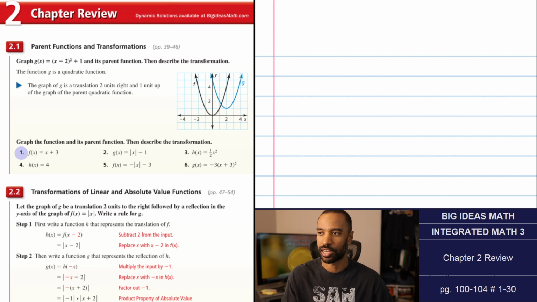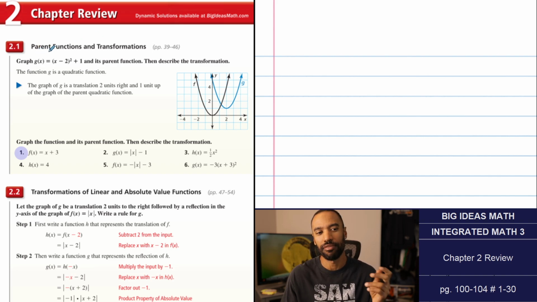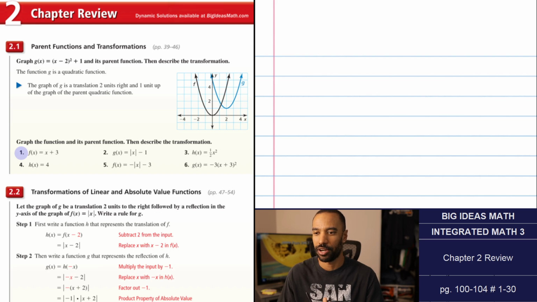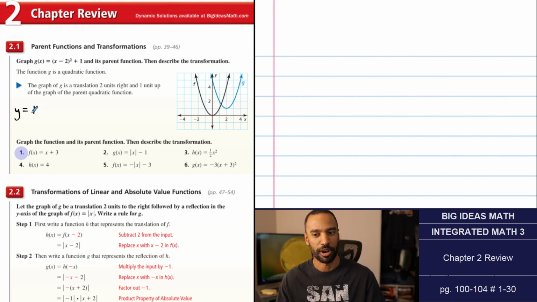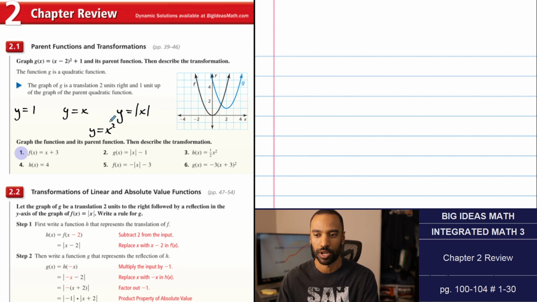We're going to look at section 2.1 to begin with, called parent functions and transformations. So all the individual parent functions for constants, linear equations, absolute value equations, and quadratic equations. Basically, y equals 1, I think, is the parent function they use for a constant, one that just goes across like that. Y equals x is for linear equations. Y equals absolute value x, absolute value equations. Y equals x squared for quadratic equations.